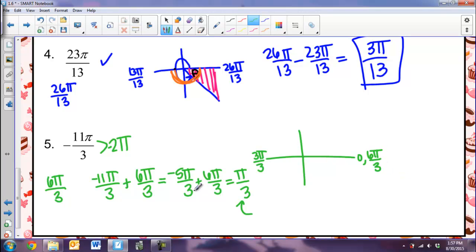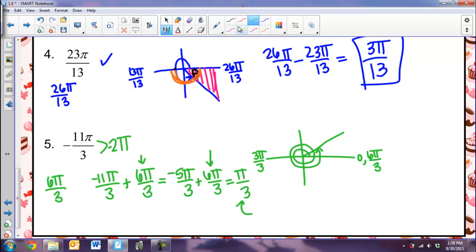And since I had to plus or minus the 2 pi twice, I did it right here and I did it right here. That means that my angle is coterminal with pi over 3, which would be in the first quadrant, but I had to go around a few times to get there. So I went around once, twice, and then I got here.